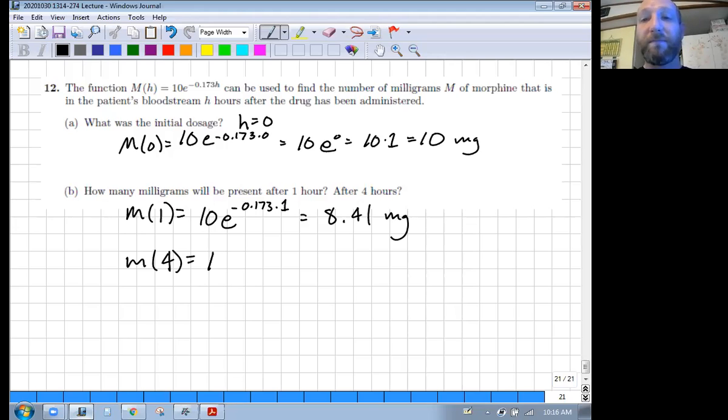4 hours later, so let's see, if I take negative 0.173, multiply it by 4, and now do e to the that, now multiply it by 10. We got 5.0 milligrams. So it takes 4 hours to lose half of the initial dosage.